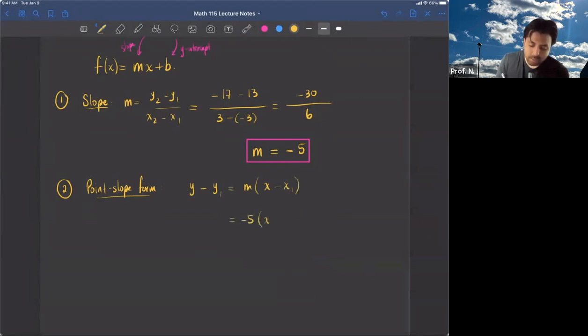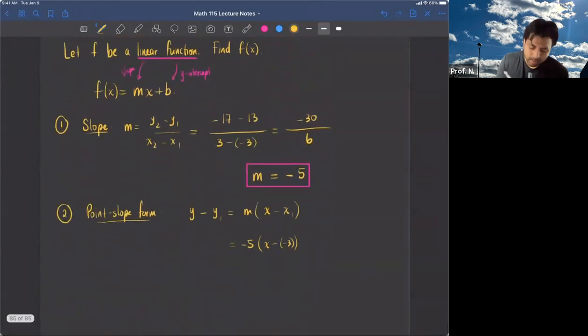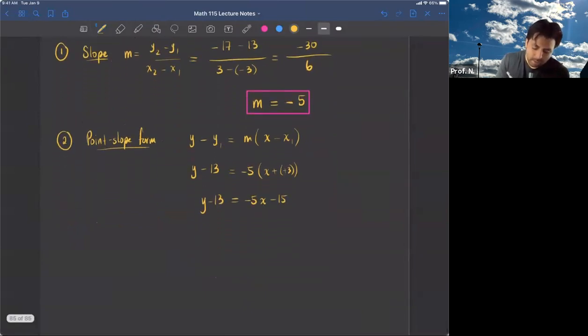Now what is my x1? I can just plug in x1 here. It's negative 3. And then what is y1? It's 13. Then I distribute the negative 5. I get negative 5x, and this is a plus, so minus 15. This is y minus 13. And of course, I want to solve for y, so I'm going to get y by itself. I add 13 to both sides, and I get that y is equal to negative 5x minus 2.